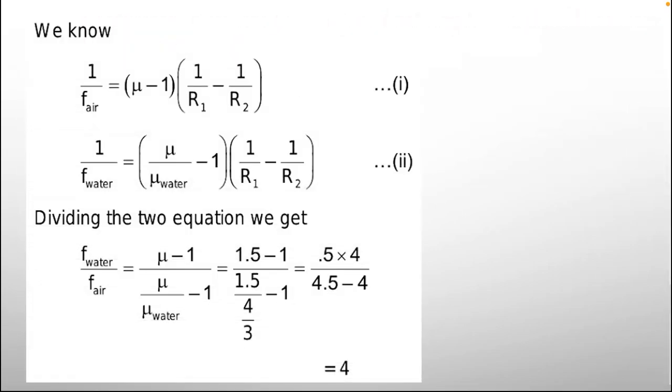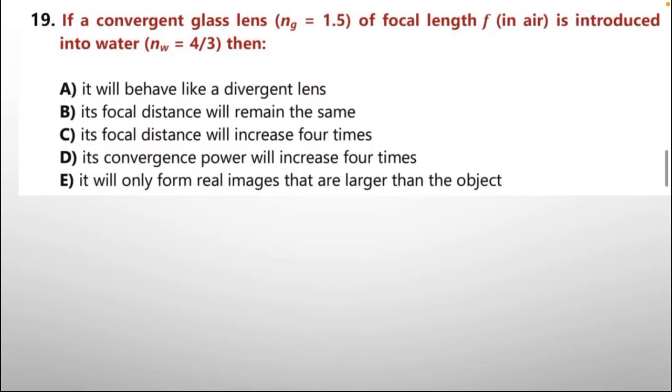We all know the formula. By putting in the values and dividing the two equations, we get this calculation. So F water equals 4 times F air. According to that, option C, its focal length will increase 4 times.